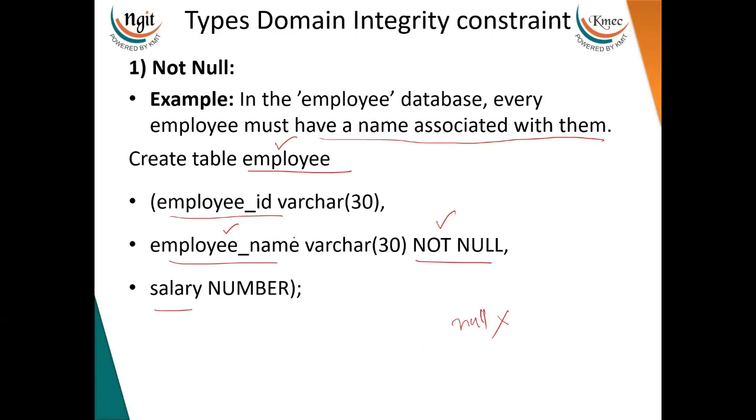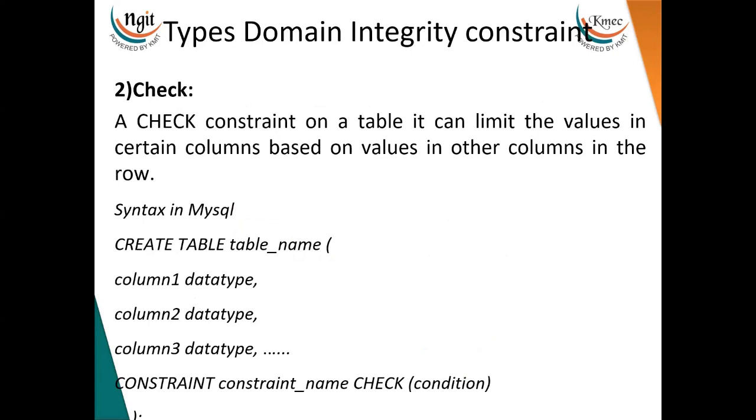Now let us move on to the other type of domain integrity constraint, which is known as the check constraint. When a check constraint is applied on a table, it can limit the values allowed in certain columns. Here we have an example. Let me take an example.